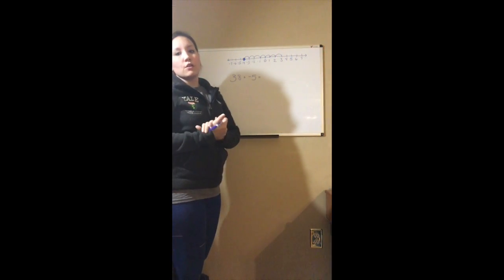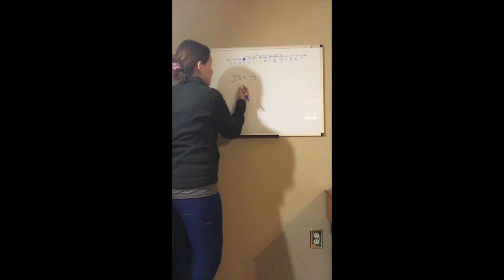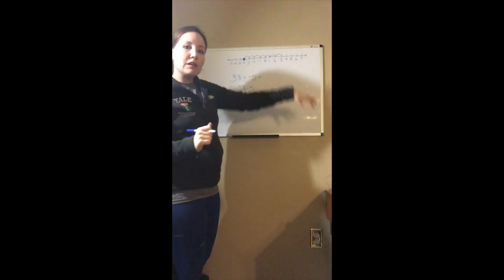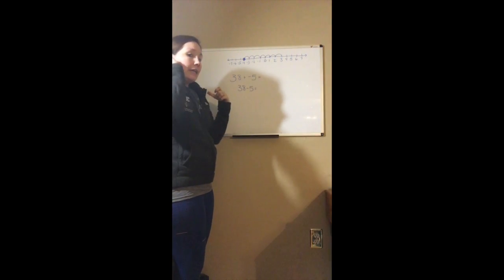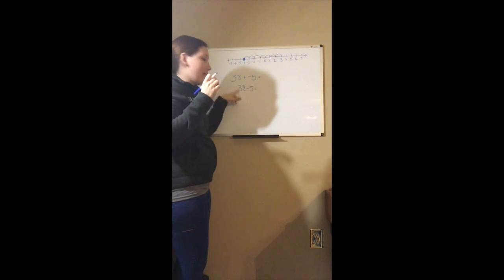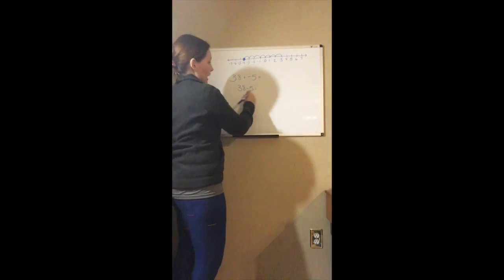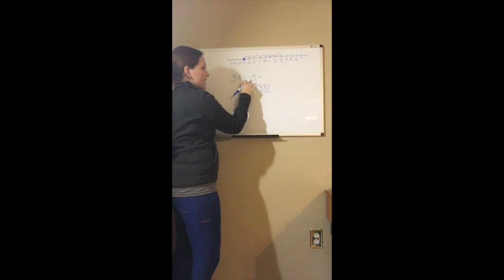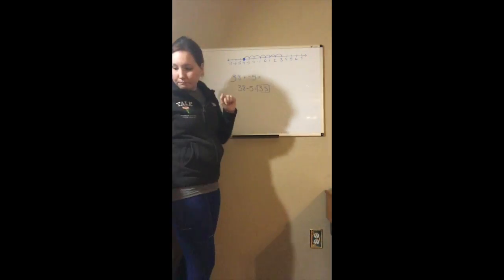Another way of writing 38 plus negative 5, this right here, is the same thing. We have 38 positives, 5 negatives, so that means we are taking away 5 from that 38. So 38 minus 5 then becomes 33. So 38 plus negative 5 is 33.